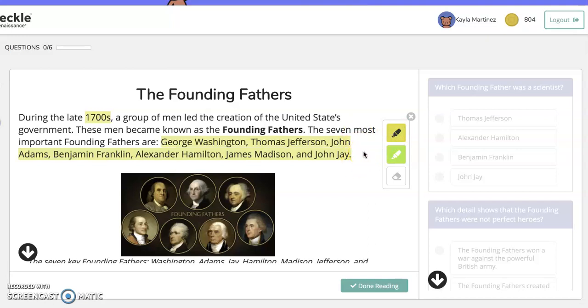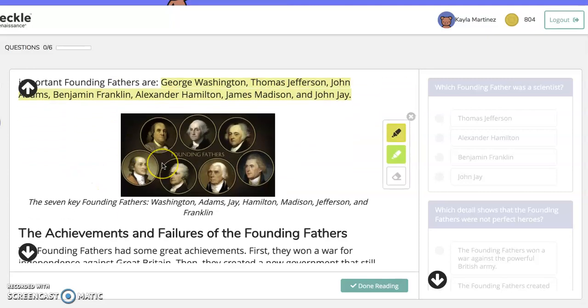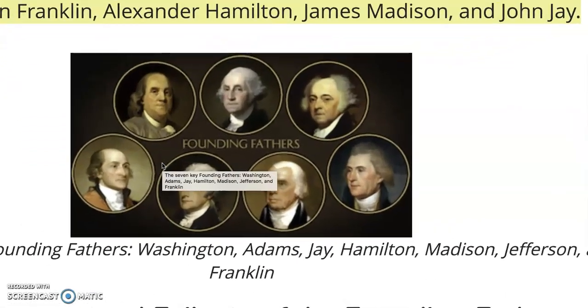Has anybody ever heard of any of these before? Any of these names? Anybody? Some of the most famous ones out of that list are definitely George Washington and Benjamin Franklin, but you might have also heard of Thomas Jefferson. So maybe you heard of them. Here is the picture of all of them.